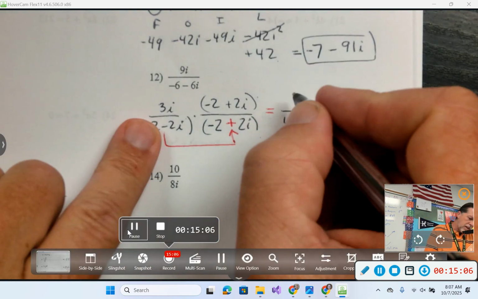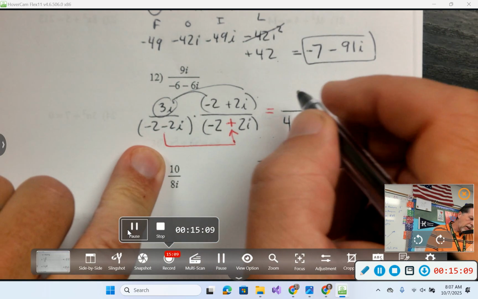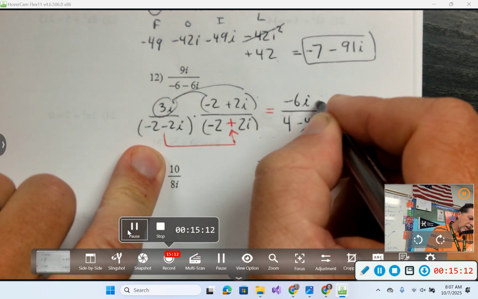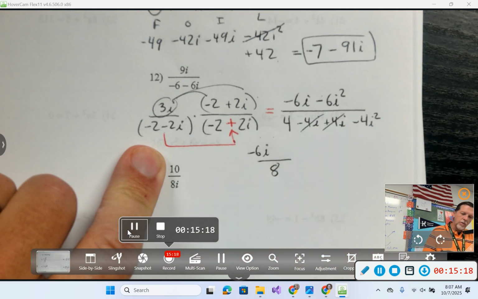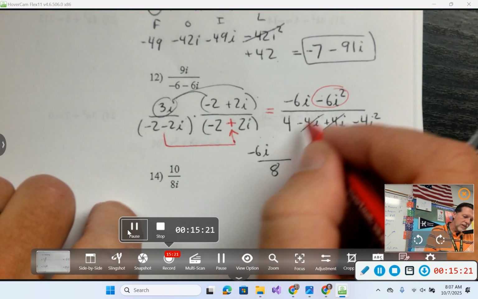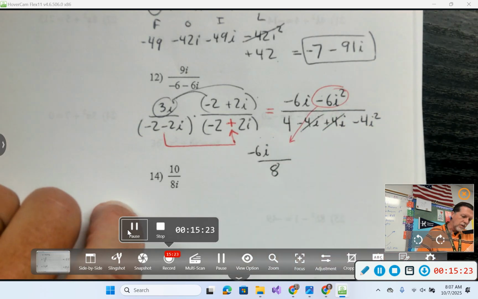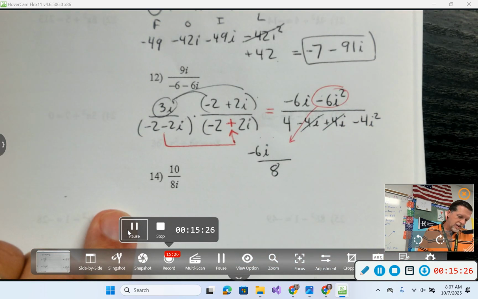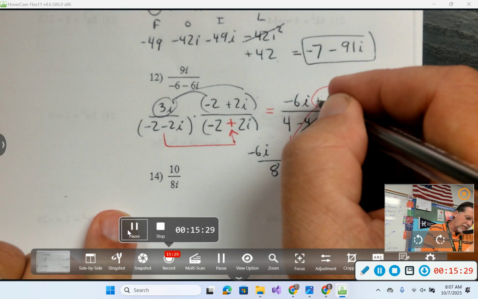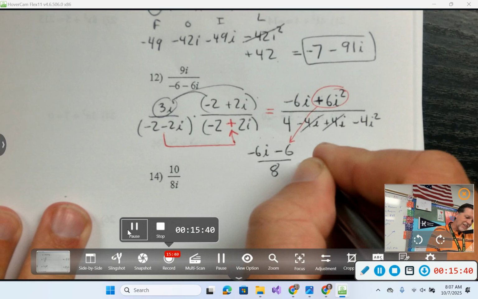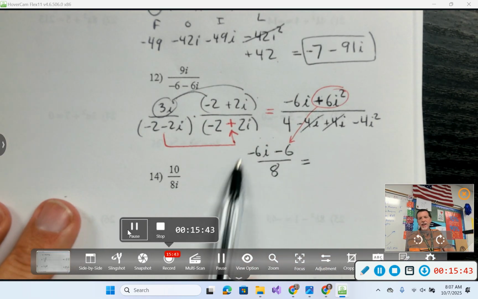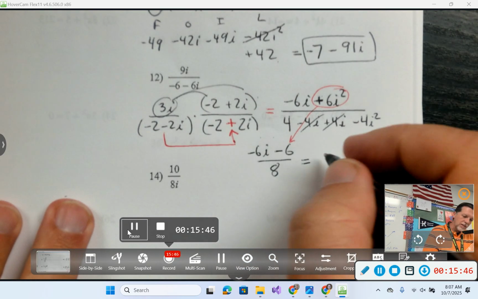At the top, I'll just distribute the 3i. So negative 6i minus 6i squared. What's the same thing as minus 6i squared? Wait, why is that? Uh-oh, what did I mess up? It's not minus. You're right. I was trying to do too much in my head, and I just missed the sign there. So what is positive 6i squared? Minus 6, yeah. And then how can I reduce this guy? By 2. Everybody can divide by 2.